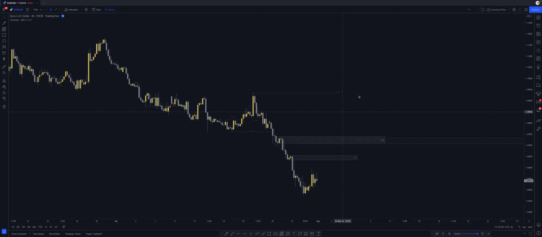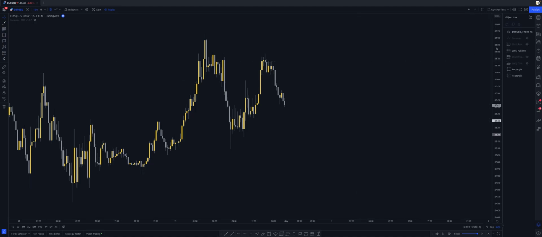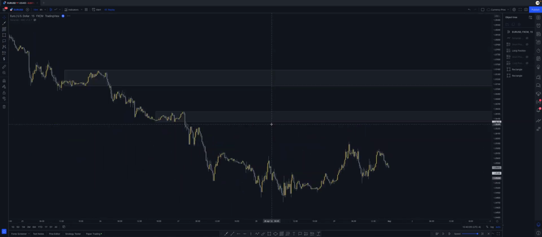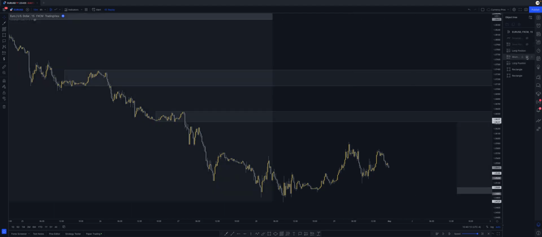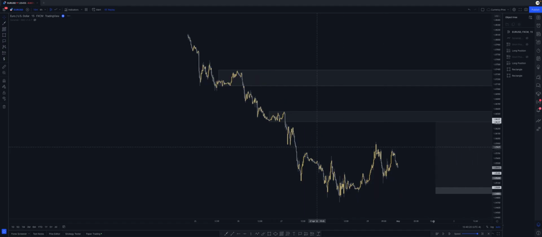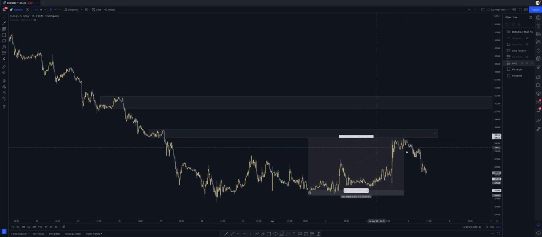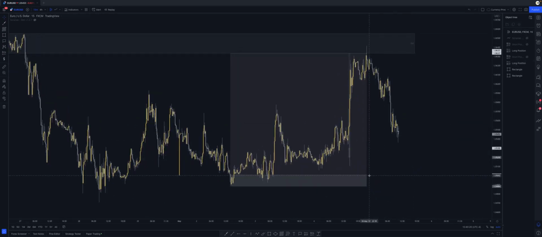So let's go back to the charts. Let's go down to the 15-minute time frame, and I will open the object tree. Nope, that's not it. That's weird, why is it not showing? Oh, because I'm still in replay mode. That's why. Okay. Right. So this was the whole position right here.